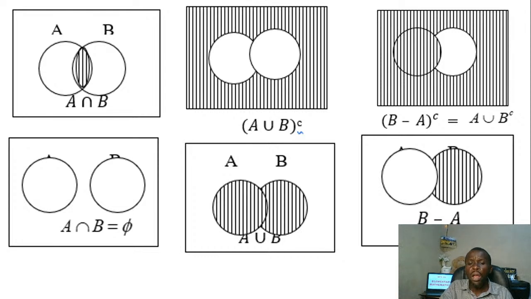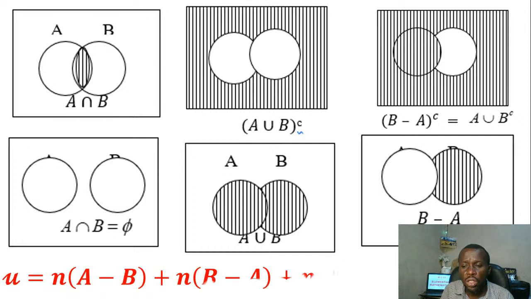Now after that, this is what you need to know. This formula: the universal set equals n, that is the number of, A minus B, what is in A that is not in B, plus what is in B that is not in A, plus the intersection of A and B, and then the complement of A union B, that is not within. This formula is what we need anytime we want to do the calculation. Okay, so we're going to look at that now.